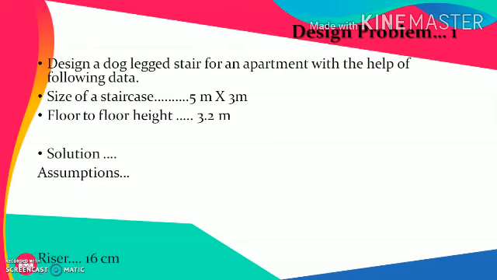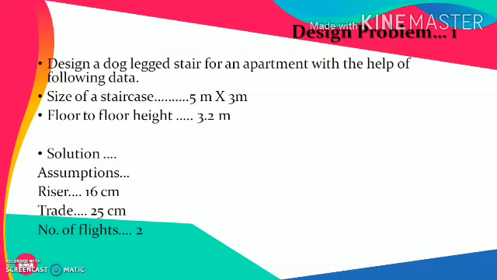So we'll start with certain assumptions. We will assume the riser equals 16 cm and tread equals 25 centimeters. These are the most commonly adopted values, and we will try to check whether these things are quite good enough to design a dogleg stair for this particular problem. As it is a dogleg stair, number of flights will obviously be 2.